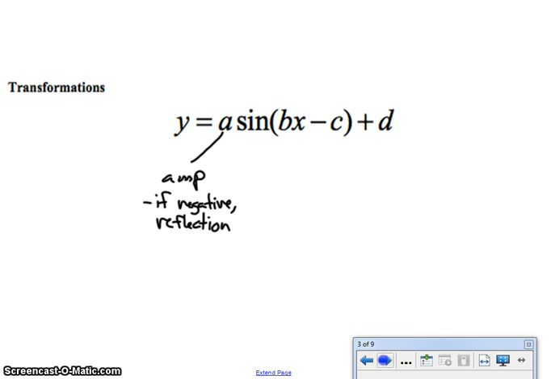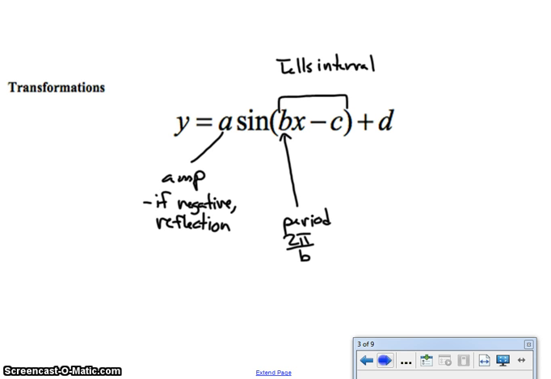B is going to tell us what our period is, and our period is 2 pi over B. That's the equation for period. Everything inside the parentheses, so whatever you're taking the sine or the cosine of, this tells you the interval. So what we're going to do is we're going to set whatever inside the interval equal to 0 and equal to 2 pi. And that's going to tell us our starting and our stopping point. D here is the vertical shift.